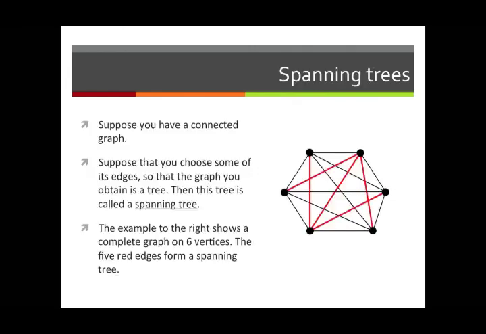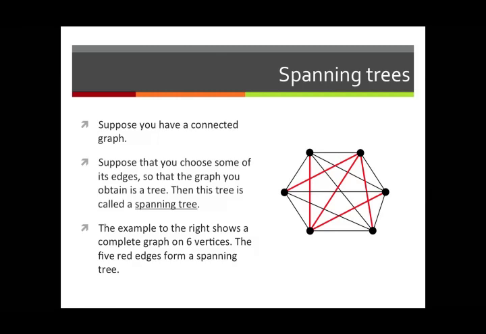Now, suppose you have a connected graph. And suppose that you choose some of its edges in such a way that the graph you get is a tree. Now, what I mean by the graph that you get is the graph that you get by taking all of the vertices in the given graph together with the edges you've chosen, and you ignore or throw away all the other ones, the ones you haven't chosen. So if when you do that you get a tree, then this tree is called a spanning tree.